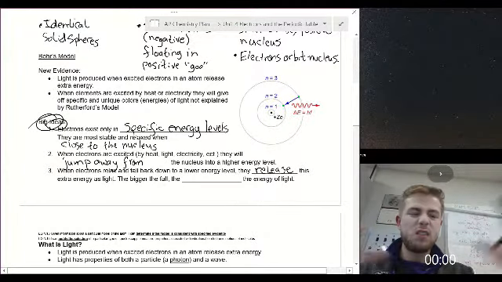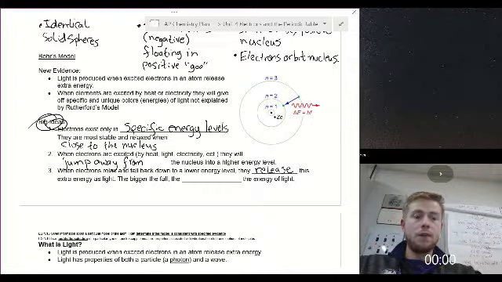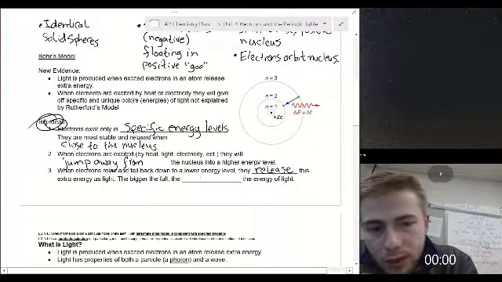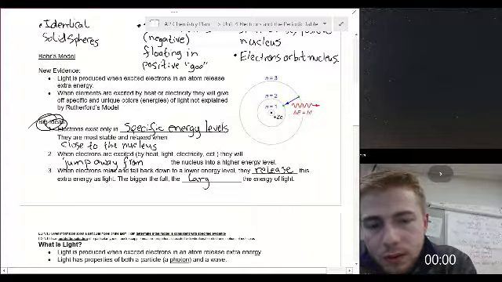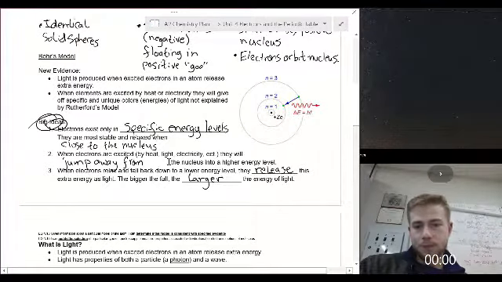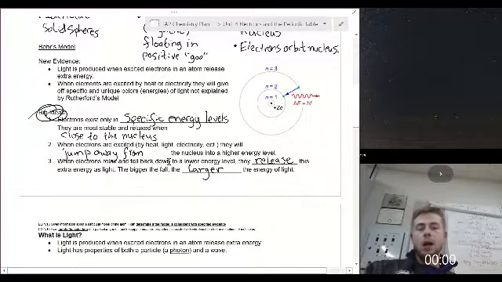And the bigger they fall, so if they're at a really high energy level and they have to fall a long way, the more energy is released. The larger the energy of light. Awesome.